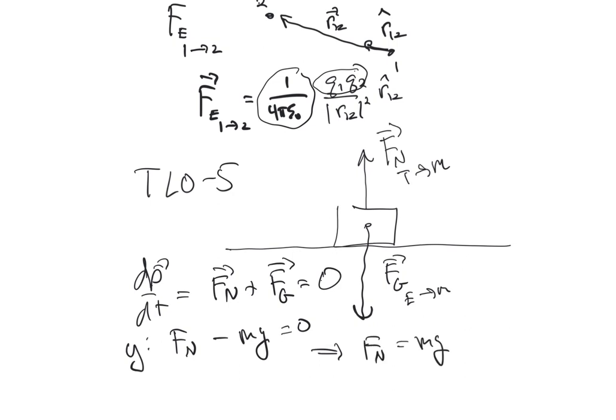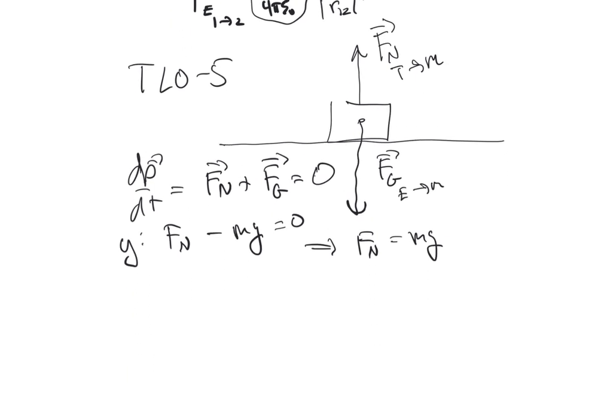So that's an example of calculating. It's a TLO2 because we're inferring the normal force from the momentum principle, but it's also a TLO5 in a sense because the normal force is a contact force. So that's TLO5. All right.